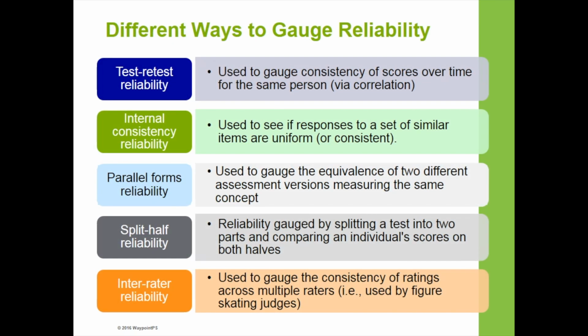Now, I mentioned that reliability is about consistency, and consistency can be measured in different ways. I list 5 different ways to gauge test reliability here, starting with test-retest, internal consistency reliability, which is gauged using coefficient alpha, parallel forms reliability, split half, and the last one is a special case where you have multiple raters, and this is called inter-rater reliability.